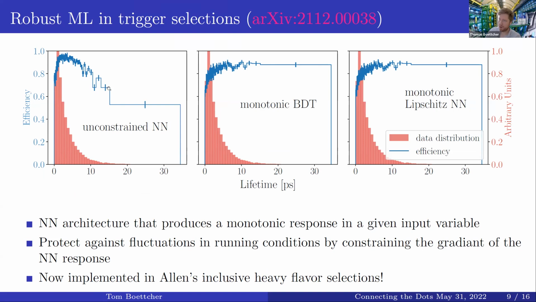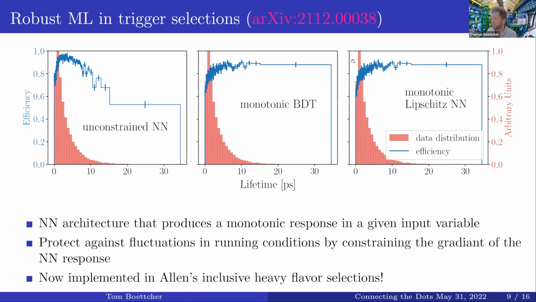And so our interactions with material produce some very displaced vertices. If you use an unconstrained neural network, for example, you might get a lifetime response that looks something like this, where the efficiency of your classifier increases and then starts to fall off at very large lifetimes. But we as physicists know that we actually want to keep this data. There's not that much background here, and we want to select efficiently. We want to select efficiently on this signal.